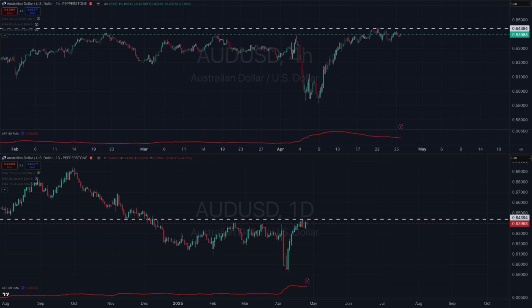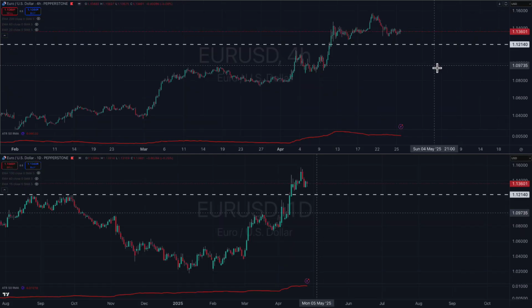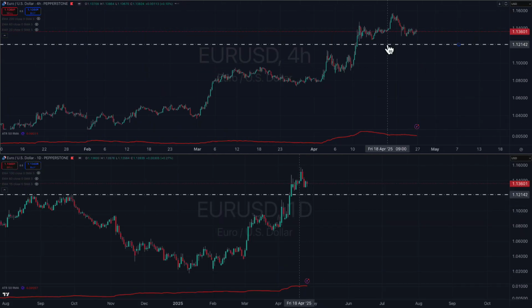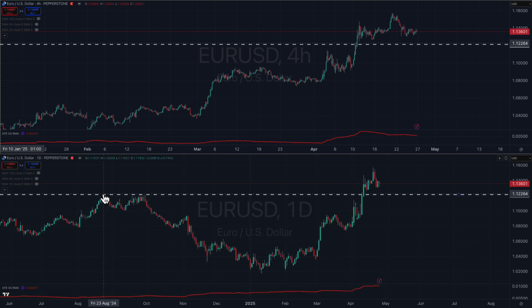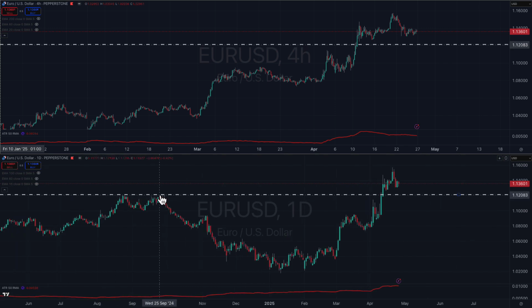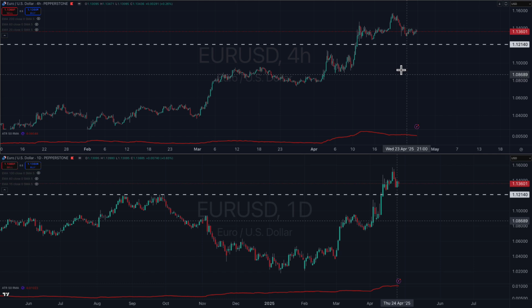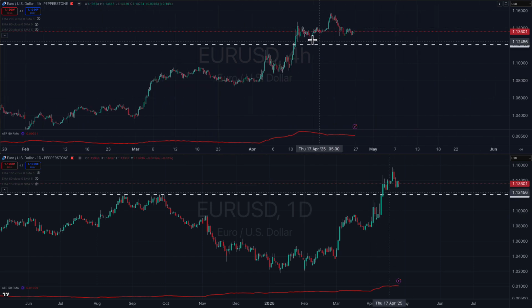If we take a look at the euro dollar, so the euro dollar here, I'm looking at a previous level of resistance, which you can see here on the daily chart. So back in September of 2024, the market came up and hit the resistance level of 1.1208. It then sold away from that. It broke through that recently, and now I'm looking at that resistance area to start providing support. So when the market gets back to that area, that's where I'm going to become a buyer from.